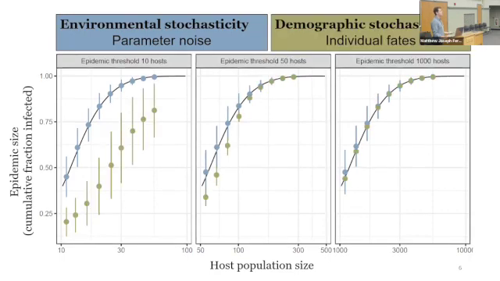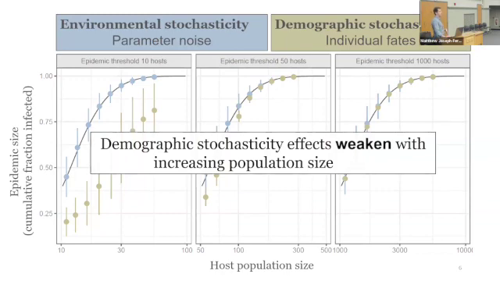Whereas with demographic stochasticity, we don't see that relationship. There's an actual correlation between the absolute value of host population size, where in smaller populations, we have higher variability and we have reduced probability of infection. And as we increase host population size, you can recover the deterministic case, with low variability as we approach the cumulative fraction infected.